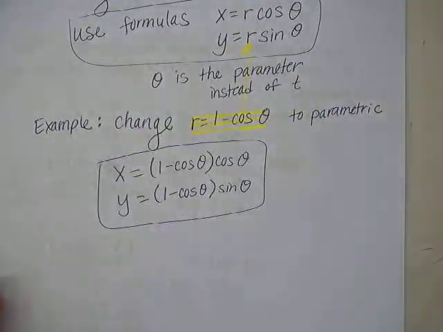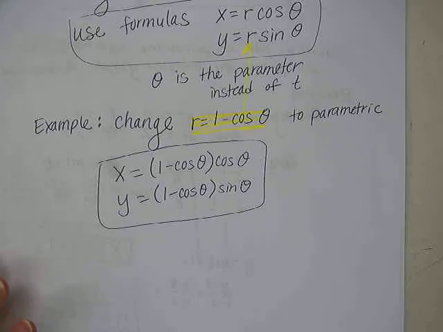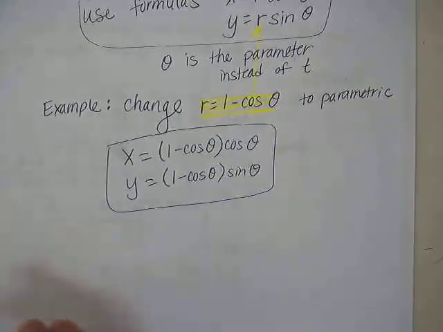Okay, and then for y, we would just plug the stuff in for that r. So 1 minus cosine theta times sine theta. And there's our parametric equations for an equation that was in polar form. That was easier than the last one.